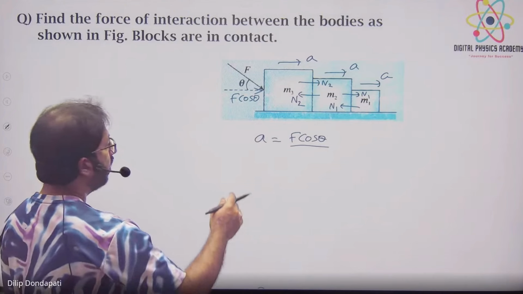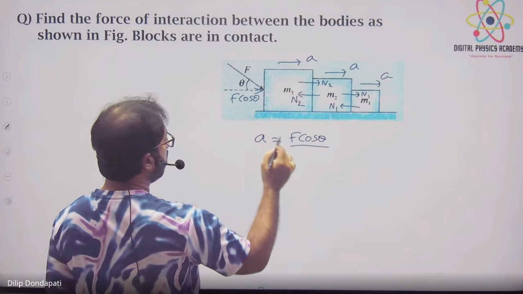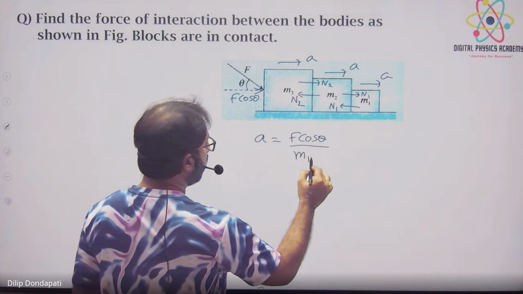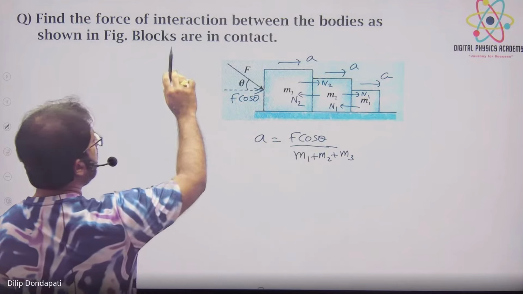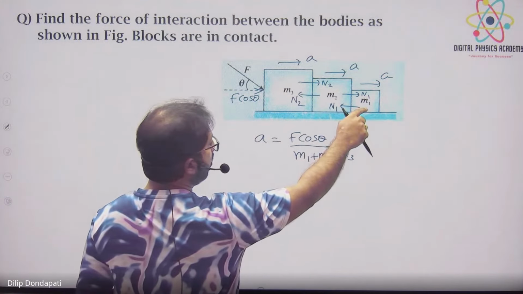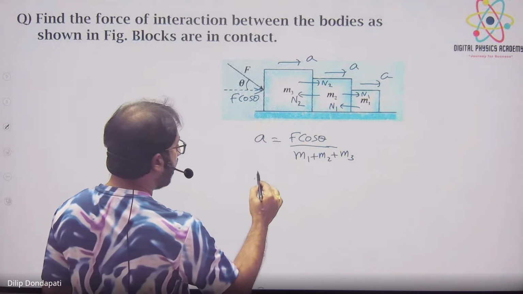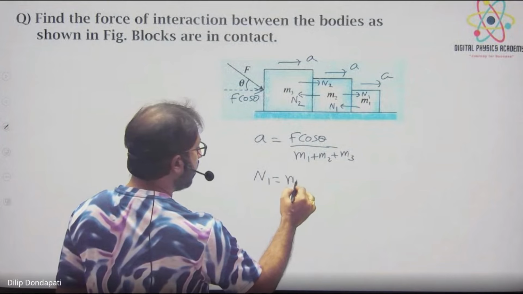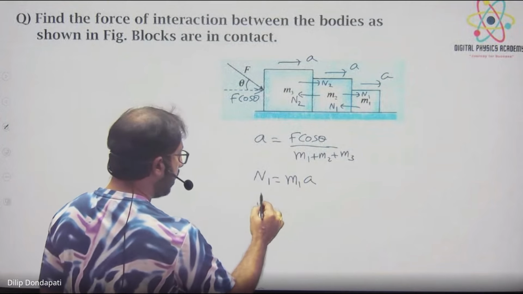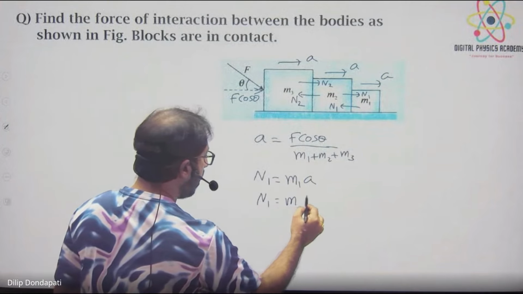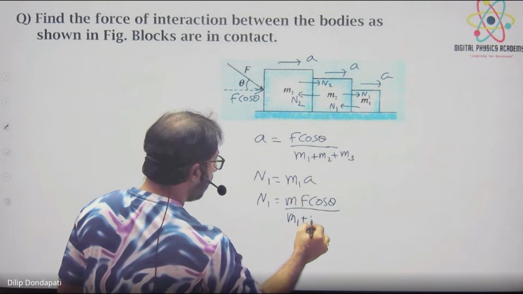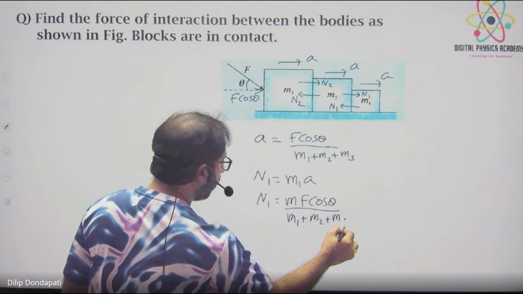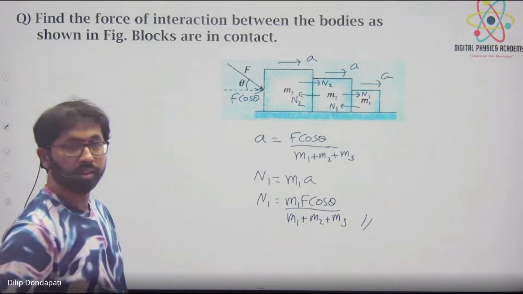Okay, look, acceleration is net force by net mass. Net mass is m1 plus m2 plus m3. That has come. Now it is asking interaction, right? N1. I am taking this last one. What is the simple equation? N1 is equal to m1a. Done. N1 you got as m1 F cos theta by m1 plus m2 plus m3. This is the normal action simply.